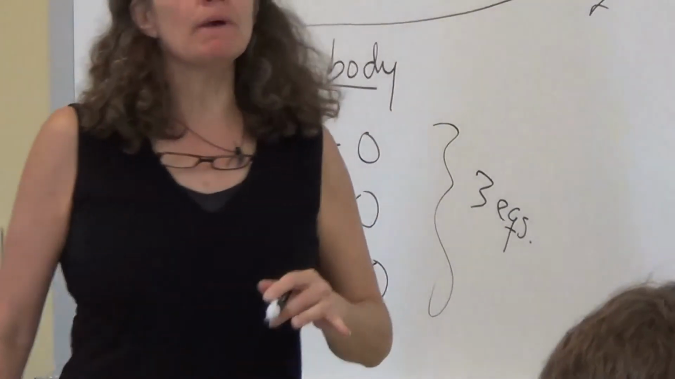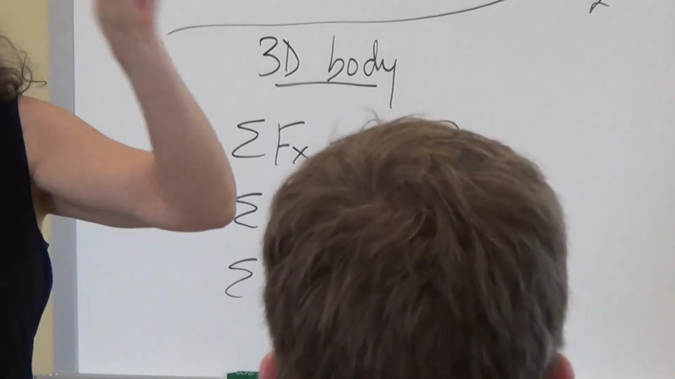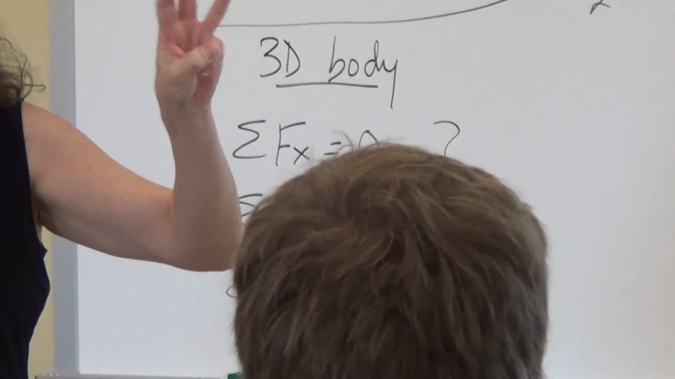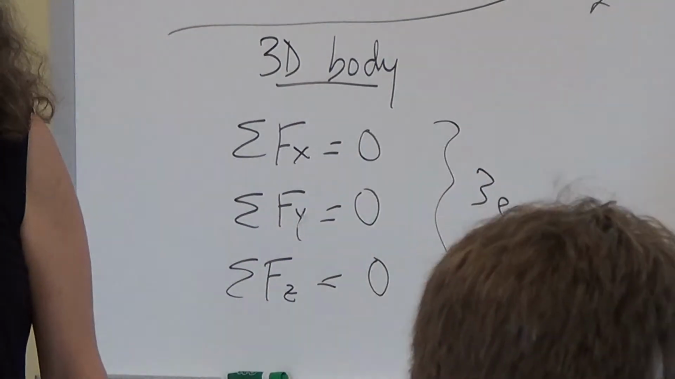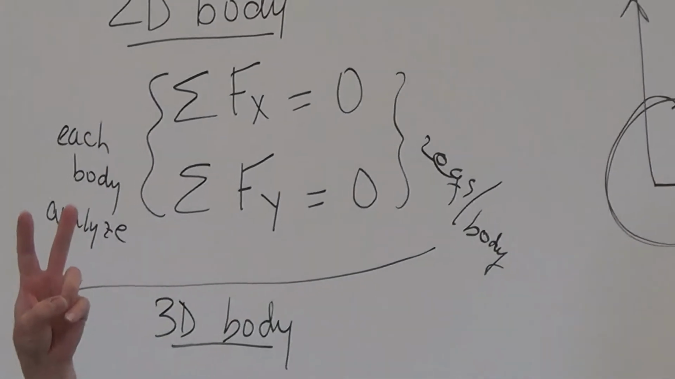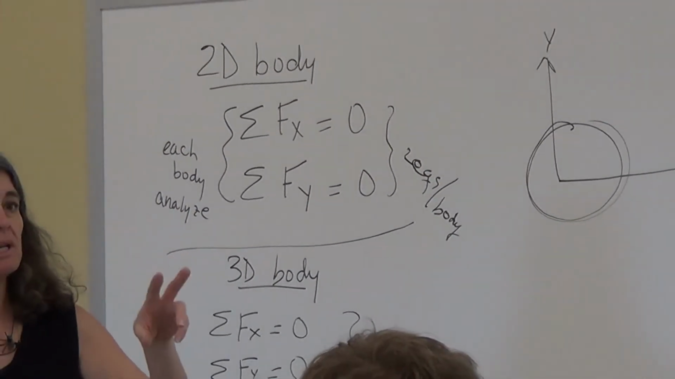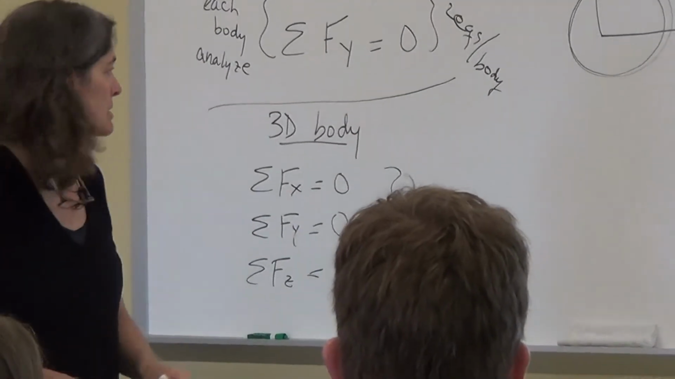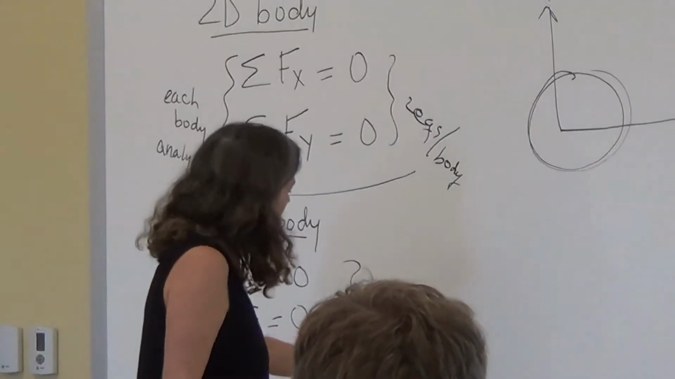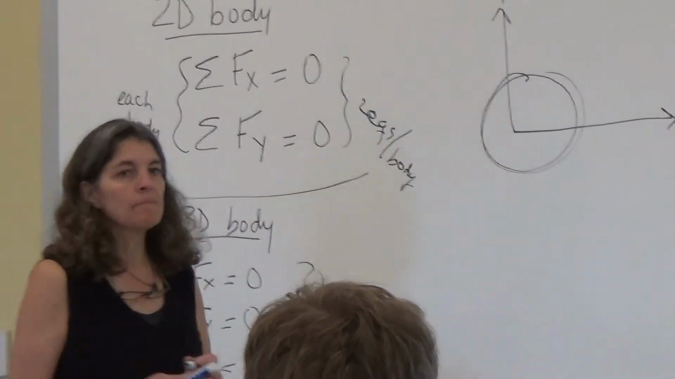So if it was a 2-dimensional problem, and I was analyzing 3 different bodies, how many equations do I have? 6. A 3D problem, 2 bodies, how many equations do I have total? 6. 2 bodies, 3D, 3 times 2, 6. So this is 3 equations per body, 2 equations per body.